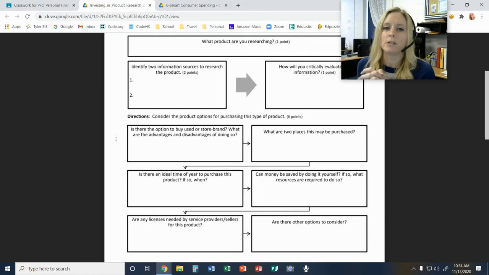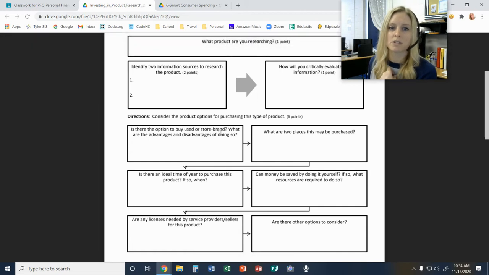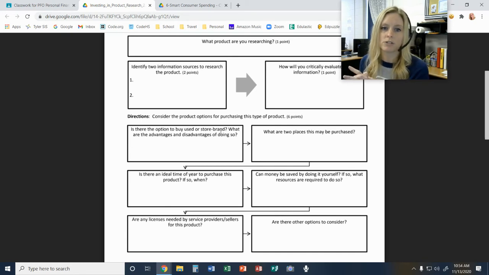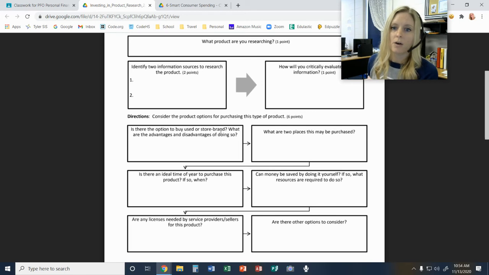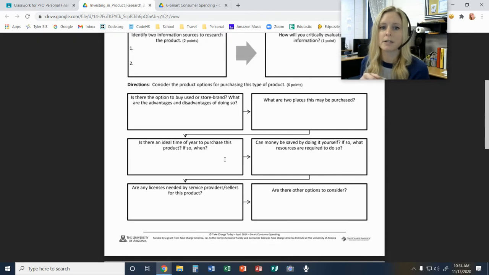And then consider the product options for purchasing this type of product, and then evaluate each of these blanks. Is there the option to buy used or store brand for whatever your item is? What are the advantages and disadvantages of doing each of those things? What are two places that you might purchase that item? Is there an ideal time of year to purchase this product? If so, when? So, like thinking about money specifically, when would be a less expensive time to buy that item?